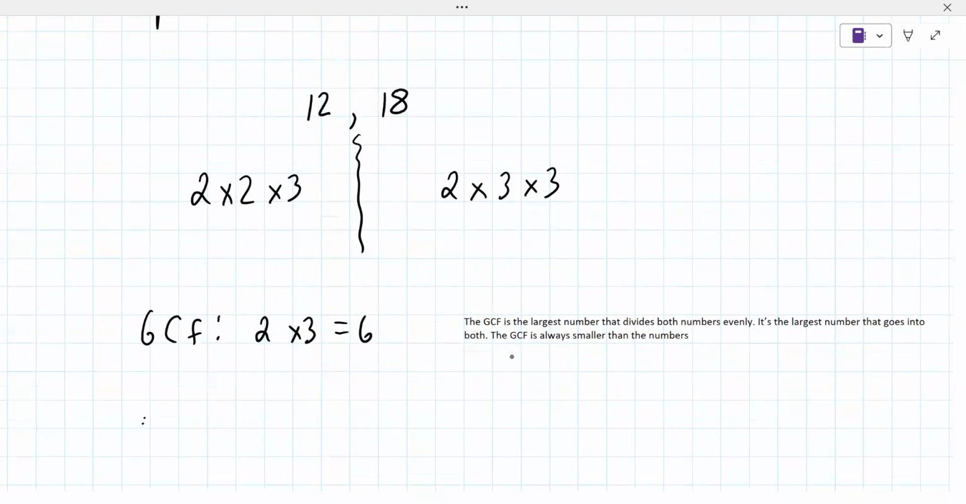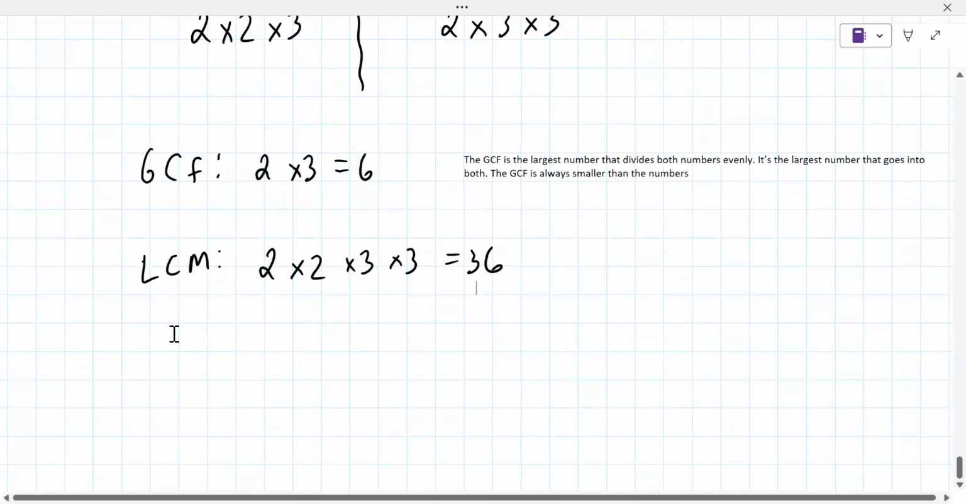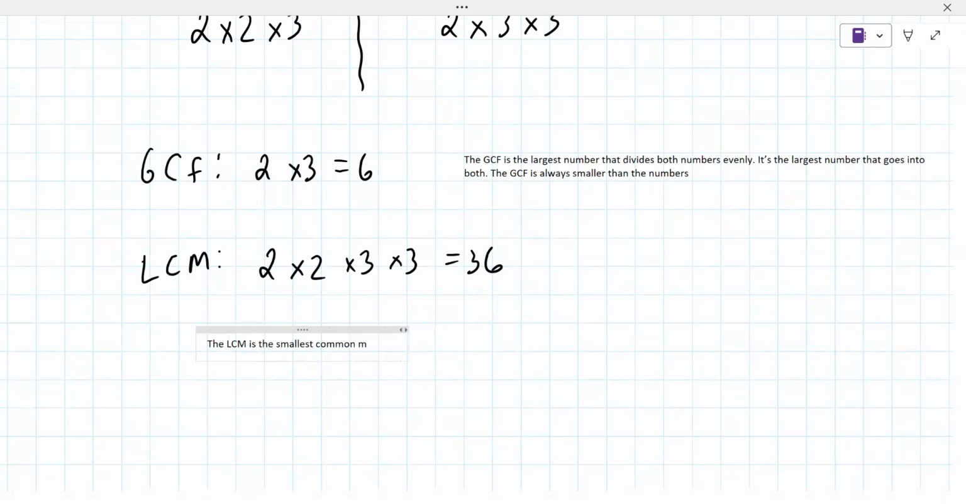Now, let's do the LCM. What is the LCM? 36. So how did you get that? It's 2 times 2 times 3 times 3, 36. So let's talk about the LCM. The LCM is the smallest common multiple of the numbers. This is always larger than the two numbers. It has to be.